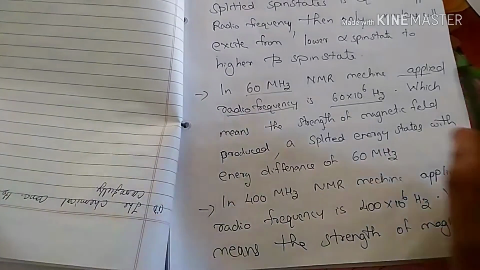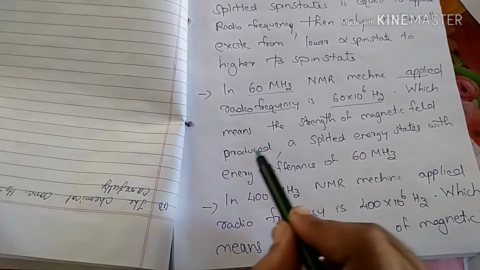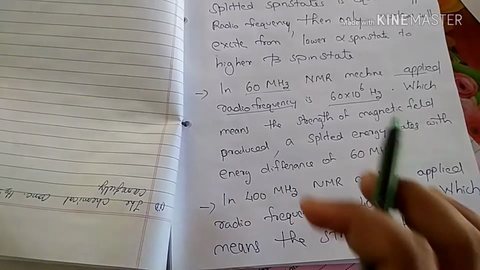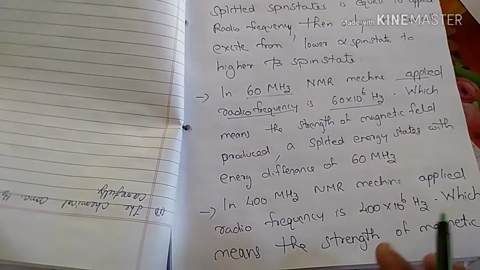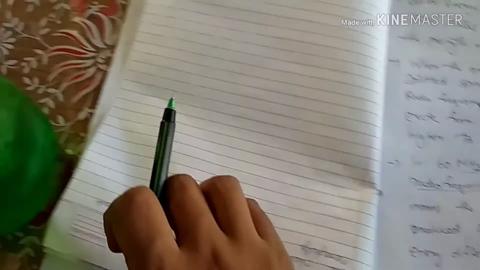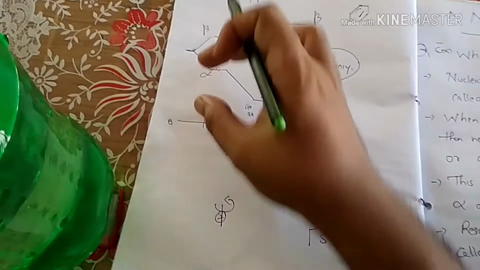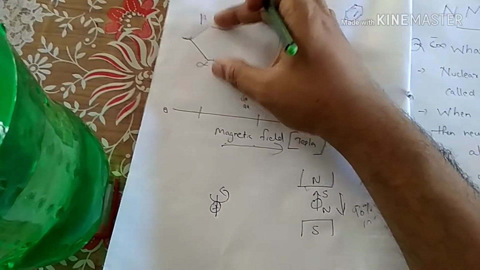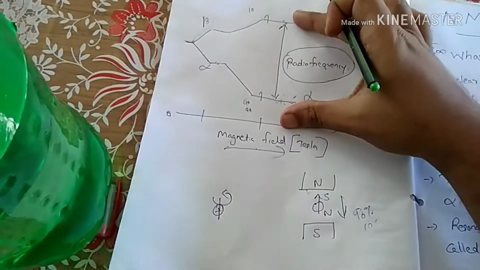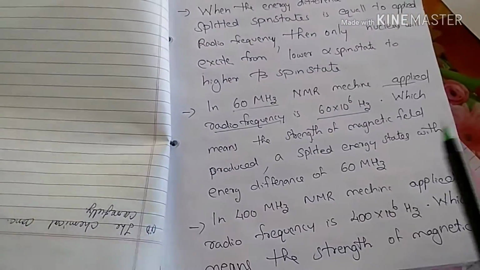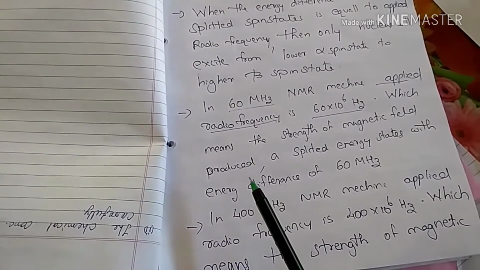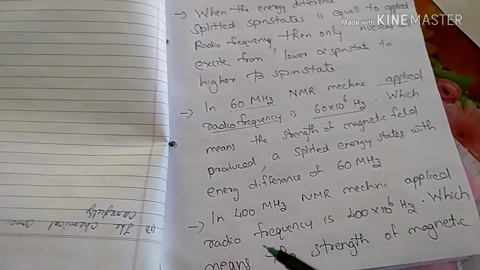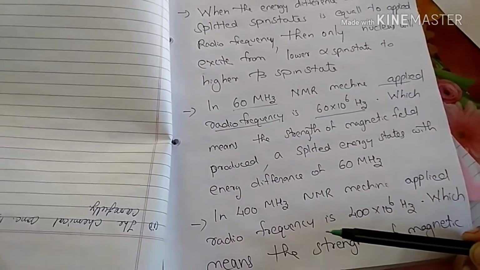What is its meaning? It means the strength of the magnetic field produced, the power of the magnetic field, can produce a split in the spin state, right? That's what we have told. At first it is not split, then due to the power of the magnetic field it is split, and the split energy increases. The same thing is written here: the strength of the magnetic field produced a split energy state, and the split energy state has an energy difference of 60 megahertz.